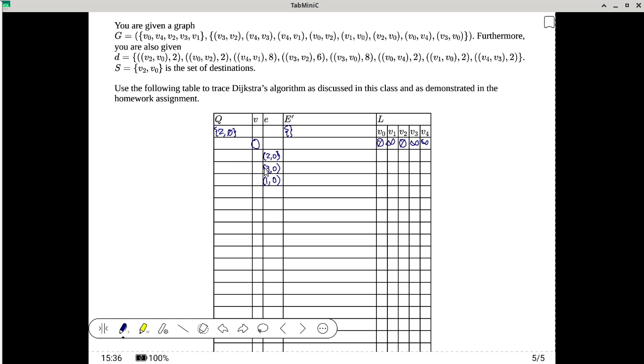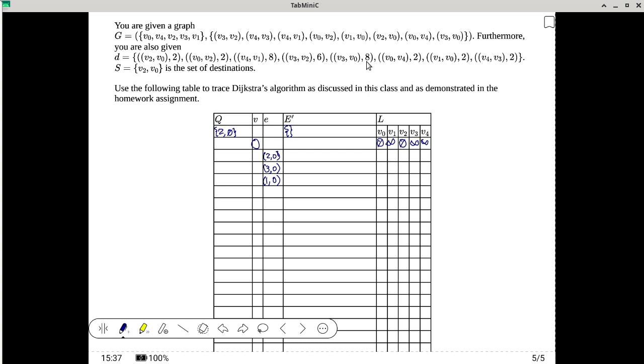Then we move on to the next iteration of the for each loop, which means we are now looking at the next incoming edge to vertex V0, which is coming from vertex 3. L of V0 is still a zero. So now we have to look at the distance of the edge from V3 to V0, which is an 8. So 0 plus 8 is an 8. So that means I just found a path from V3 to a destination with a length of 8.